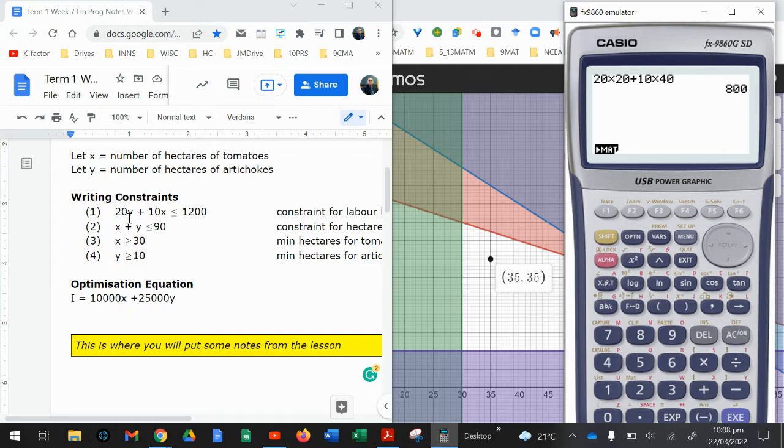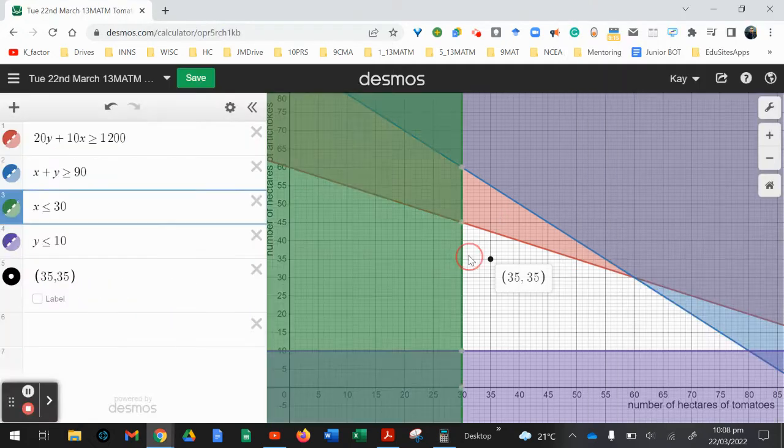And if I do the maths quickly here, 20 times 35 plus 10 times 35, and that is 1050, which is less than 1200. So remember, the condition is less than or equal to 1200, so it meets all our conditions. But to find the maximum, in this case it's maximum because that's what the context is asking for, optimization. Optimization could also possibly be the minimum, depends on the context, okay?